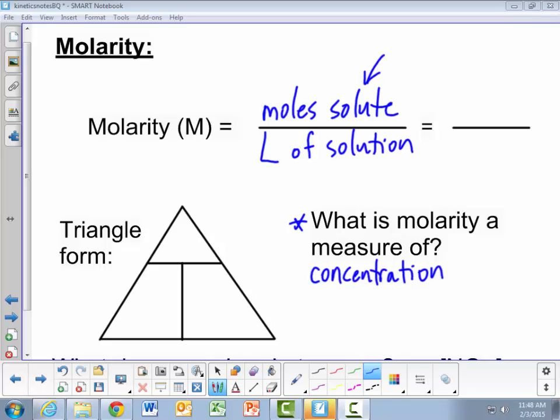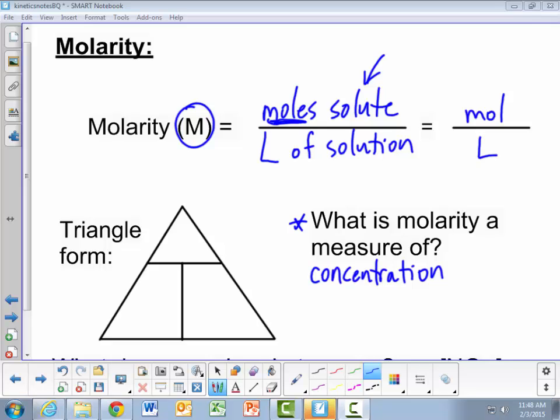Now the solute is something that you put into water. So it's how much of something that you put into liters of water, basically, is what it comes down to. So the units are mole per liter, which is the same thing as molarity, big M. Remember, moles is just how much of something you have. Just like a dozen is 12, a mole is 6.02 times 10 to the 23 of something.